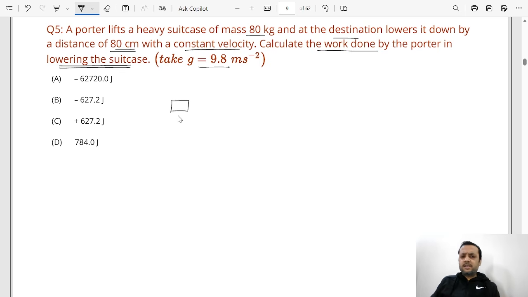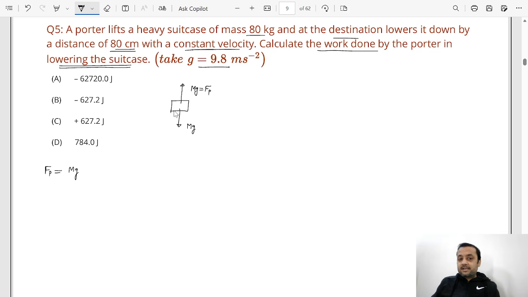Now, if you ask me what are the forces acting on the suitcase while he's lowering down, mg is the weight of the suitcase, right? But remember, the suitcase is going down at a constant velocity. That means the porter must have been applying an equal force. This is the force applied by the porter, which is balancing the mg, right? Only then can the suitcase go down at a constant velocity. So if I ask you the force applied by the porter, that is nothing but mg.